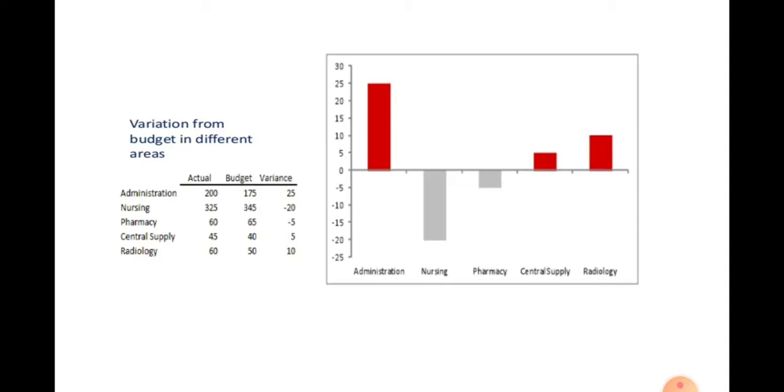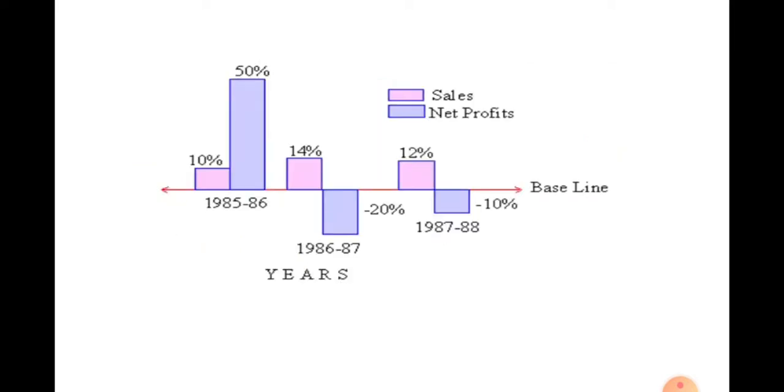Here is one more example. This is variation from budget in different areas: administration, nursing, pharmacy, central supply and radiology. So some are in first quadrant and few are in fourth quadrant. Next, one more example is there. This is sales and net profits. Again, it is very obvious that the negative values are in fourth quadrant and all the positive values are in first quadrant because the positive as well as negative values are depicted on the same diagram. That's why it is known as deviation bar diagram.